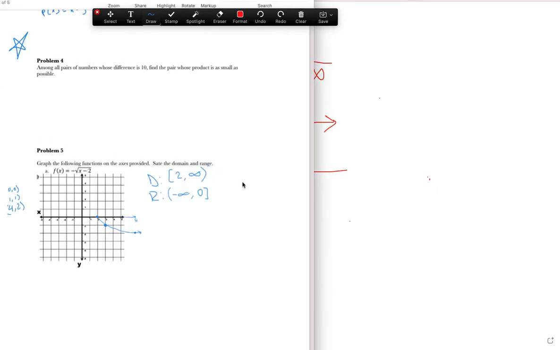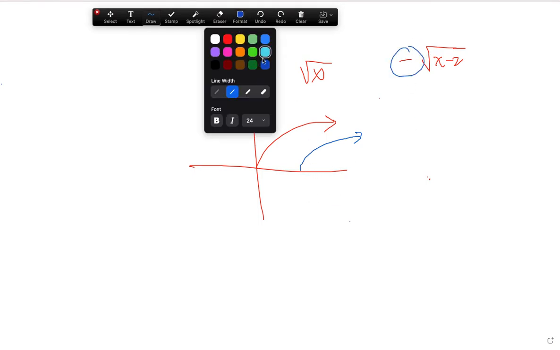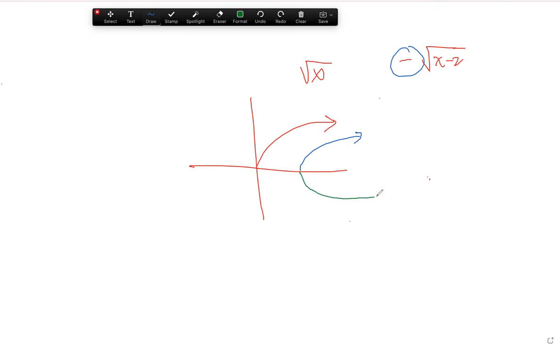What had happened is, you have negative square root of x minus 2, so look on the whiteboard. That's been shifted to the right 2, because it says x minus 2, and we know when it's inside, it's the opposite. And then it's reflected because of that minus sign in front. So your final product should be what I'm drawing in green.